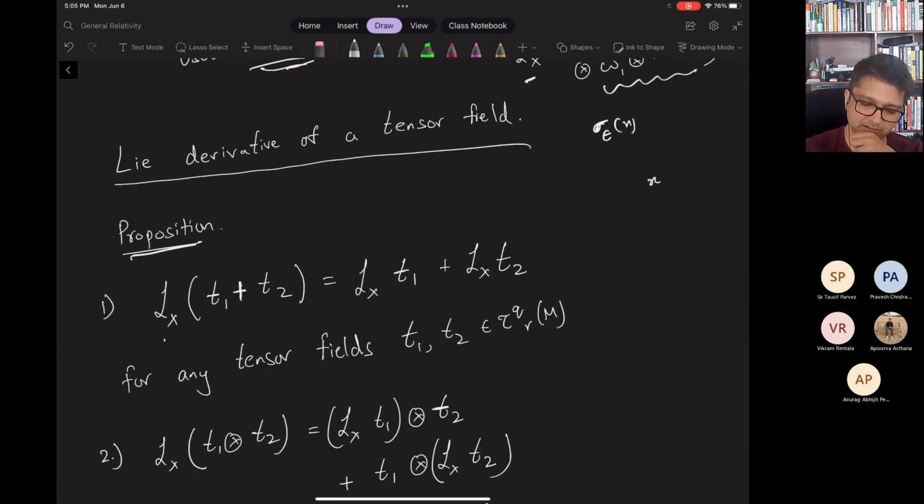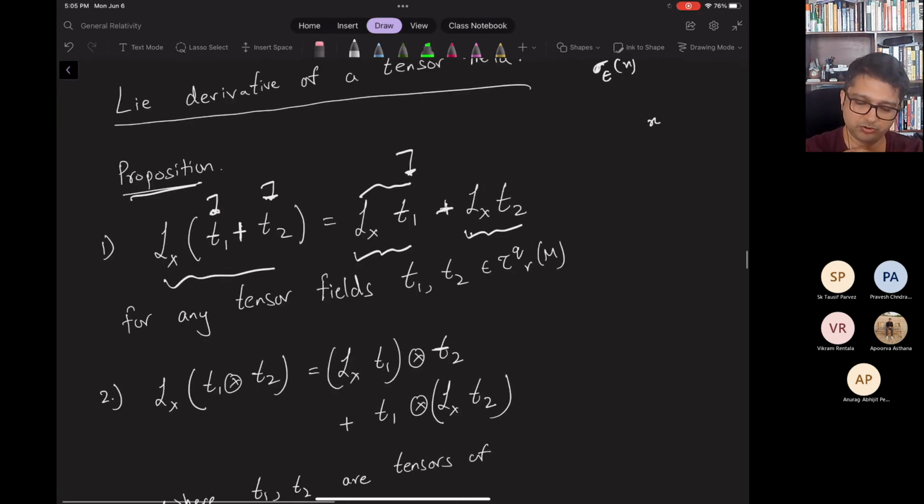The first property of the Lie derivative is that the Lie derivative of tensor 1 plus tensor 2, where t1 and t2 are tensors of the same type, it doesn't make sense to add tensors of different types, will be distributive over those. So it's equivalent to taking the Lie derivative of t1, which is a tensor of the same type, plus the Lie derivative of t2. So the claim is this property will automatically follow.